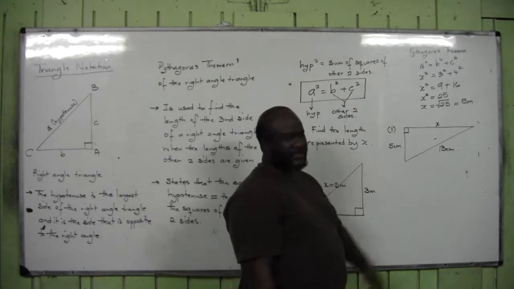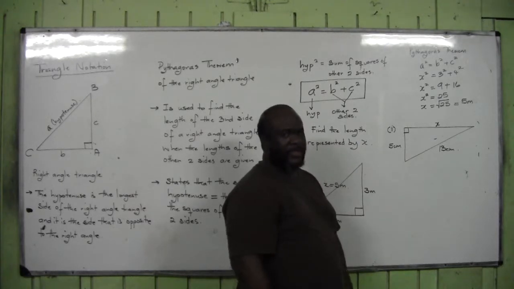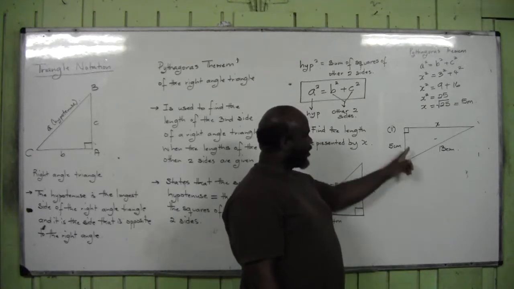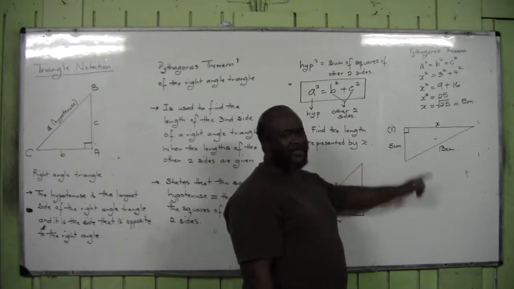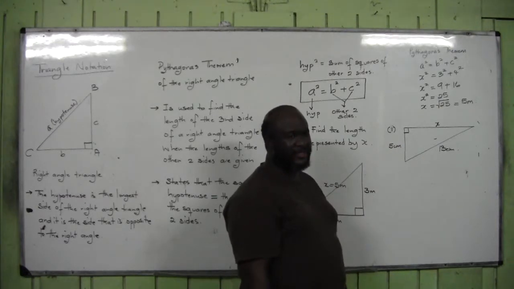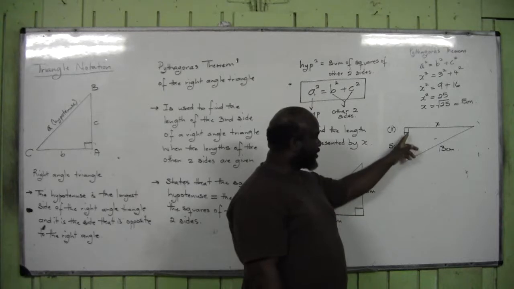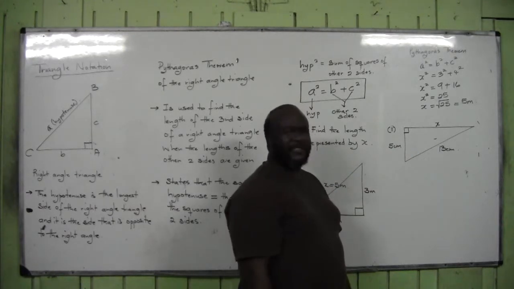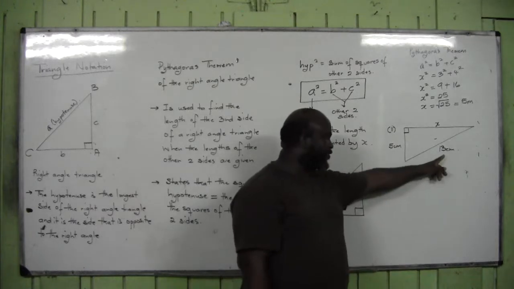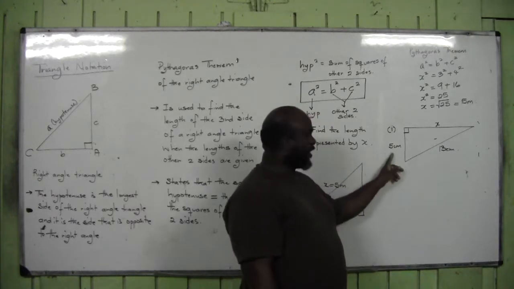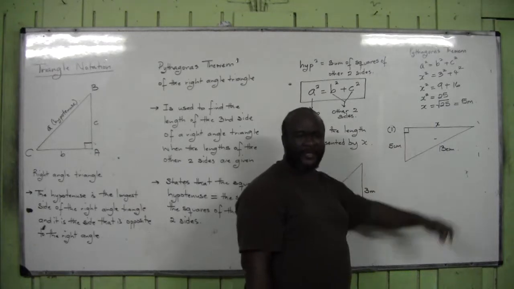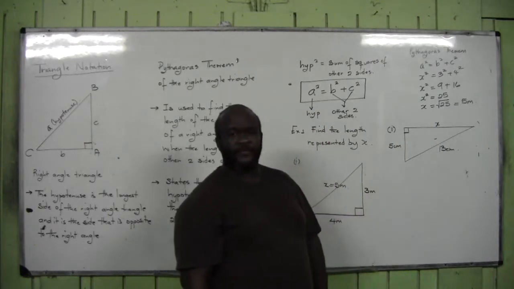What type of triangle is this? Right angle. How do I know it's a right angle triangle? A right angle triangle is a triangle in which one of the angles measures 90 degrees. So I know it's a right angle triangle because this angle measures 90 degrees. I know the length of two sides. The length of this side is 13. This side is 5. And I wish to find the length of the third side.